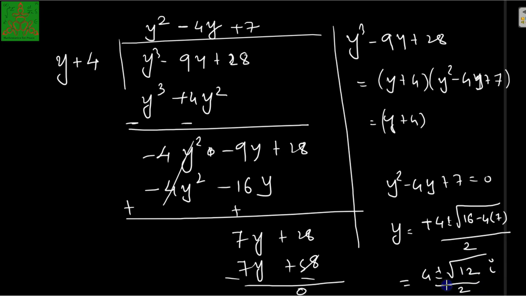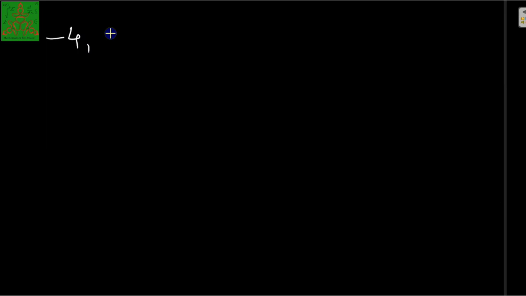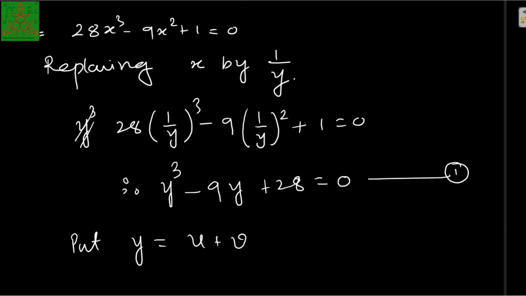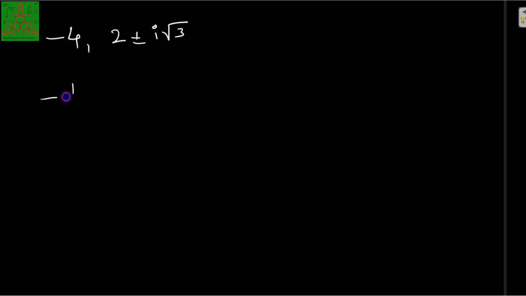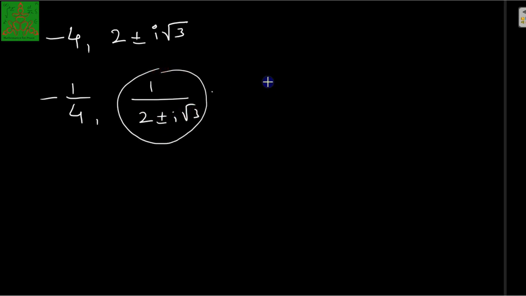If you take common 4 from the numerator, the three roots we got for equation 1 are minus 4, 2 plus or minus 2i. Our original equation was obtained by replacing x by 1 upon y. Hence the roots of the original equation are minus 1 by 4, 1 upon 2 plus or minus i root 3, which can be written in the form a plus b, that is 2 plus or minus i root 3 by 7.